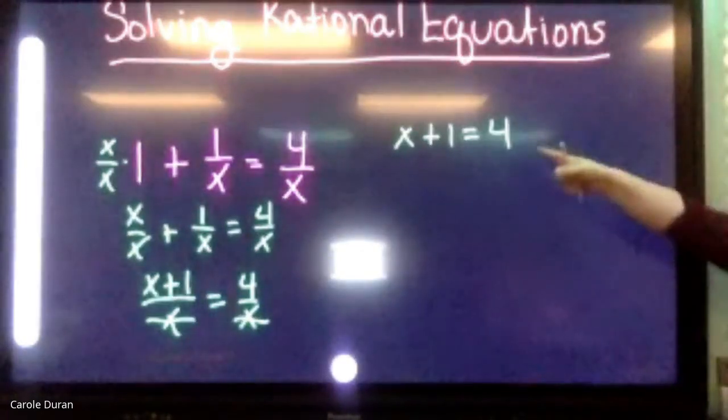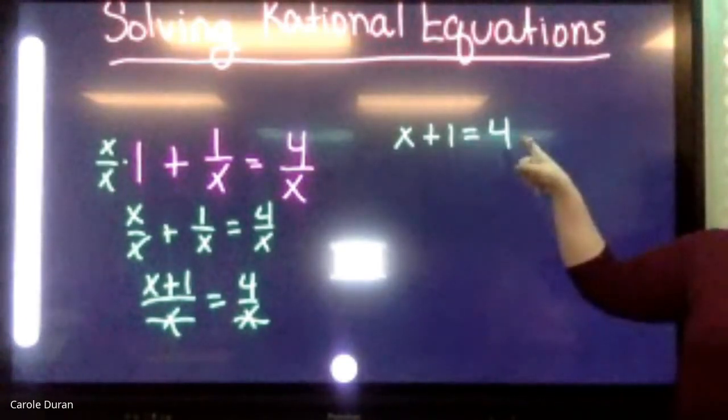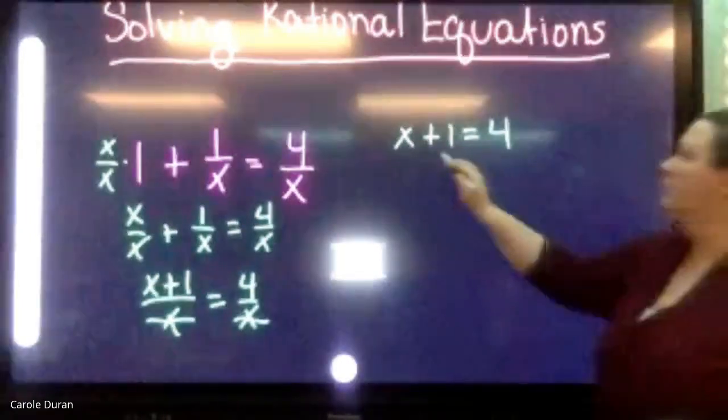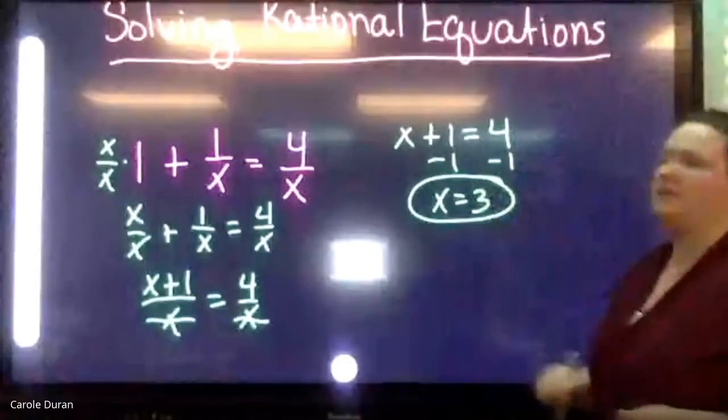So Ebony, how do I get x by itself in that equation? Get rid of the 4. Well, the 4 is already over here. Get rid of the 1. How do I get rid of the 1? Subtract it. And then I get x equals 3, and that is our final answer.